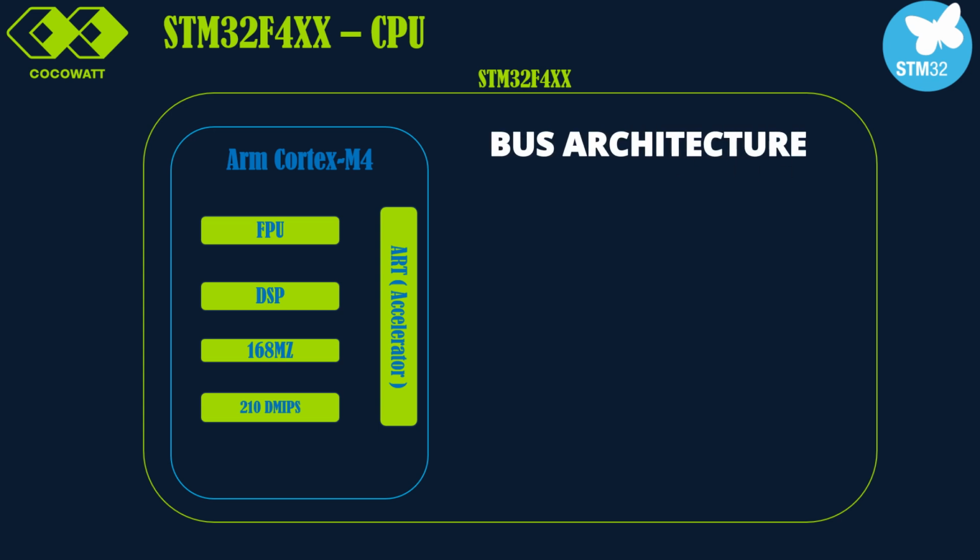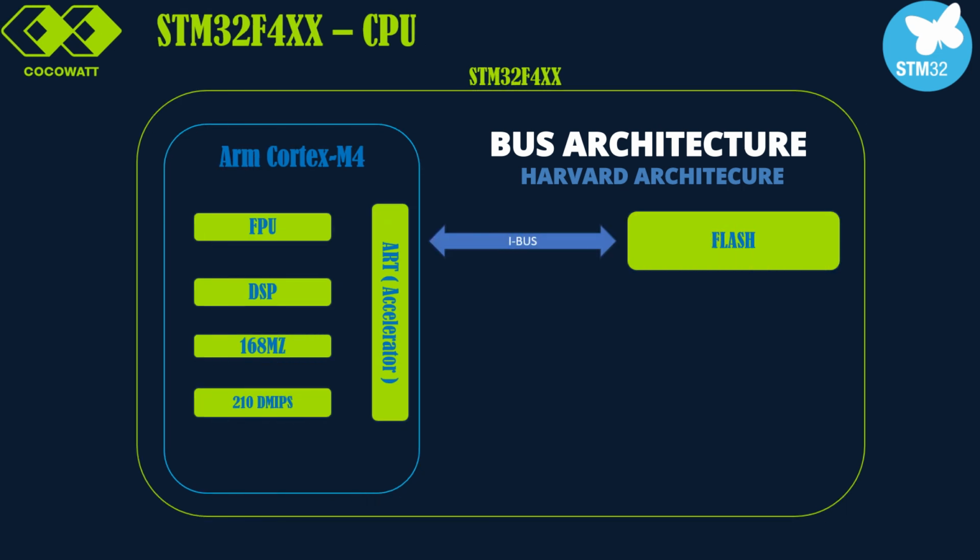The ARM Cortex-M4 core uses a Harvard architecture, which means it has separate buses for instructions and data. This allows the CPU to fetch instructions and data simultaneously, significantly improving performance. First, there's the I-bus, or instruction bus. This bus fetches instructions from memory.